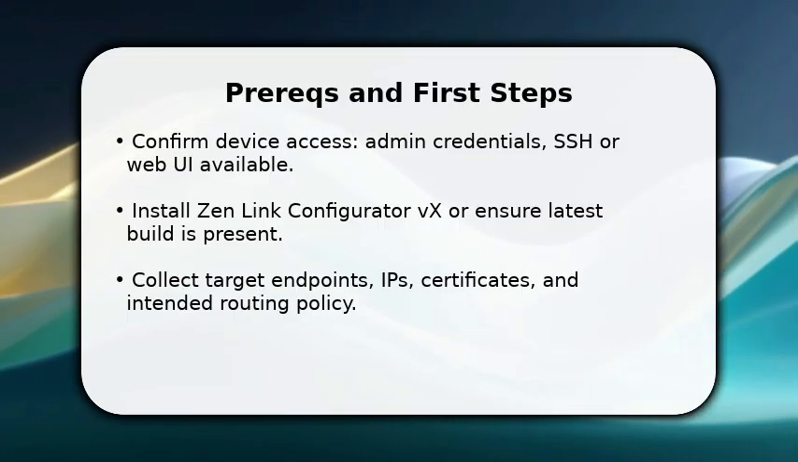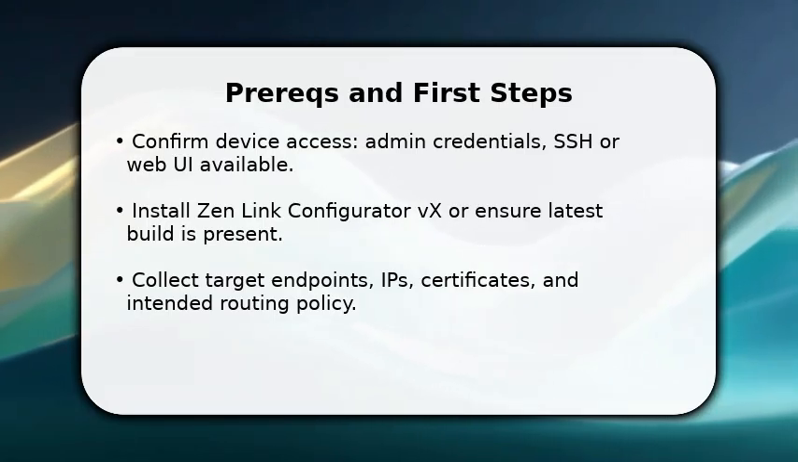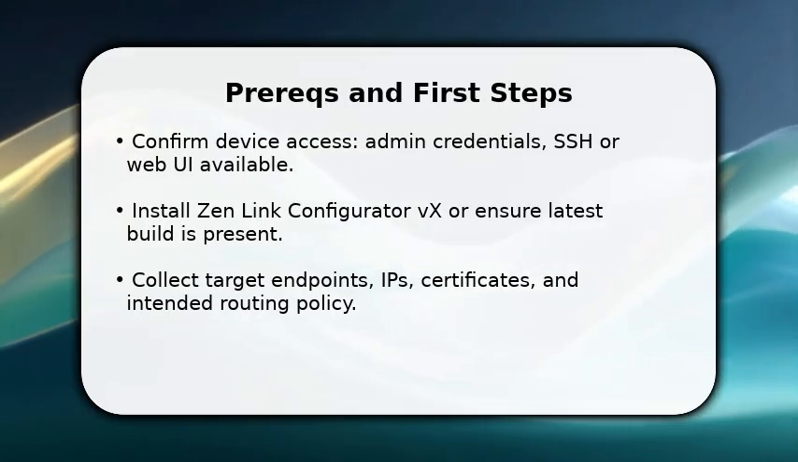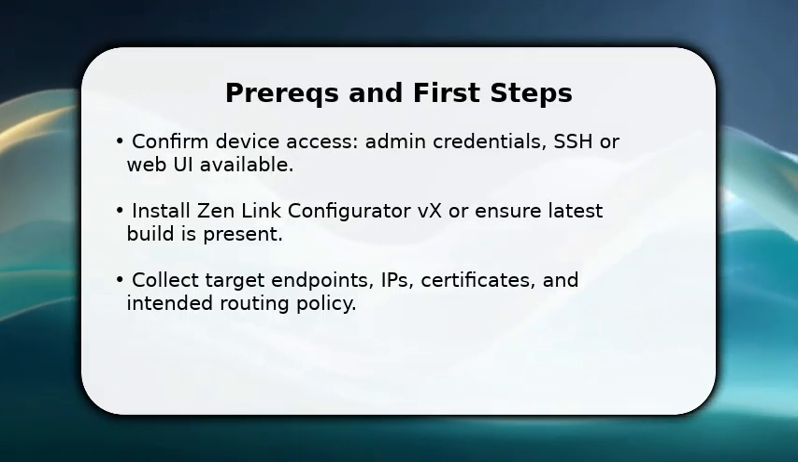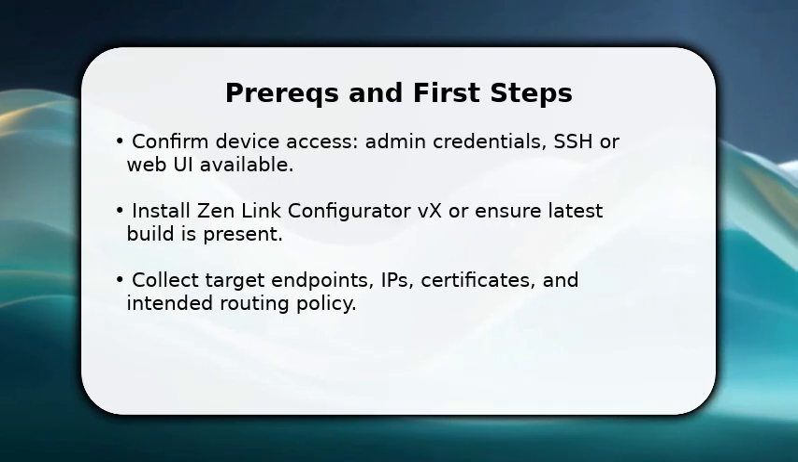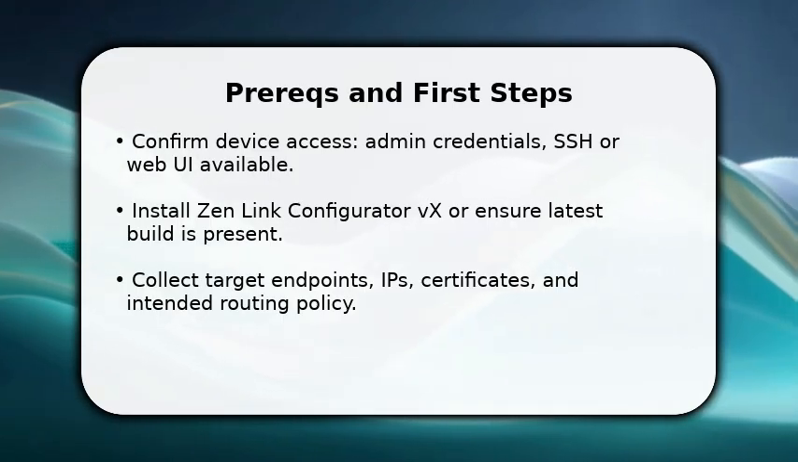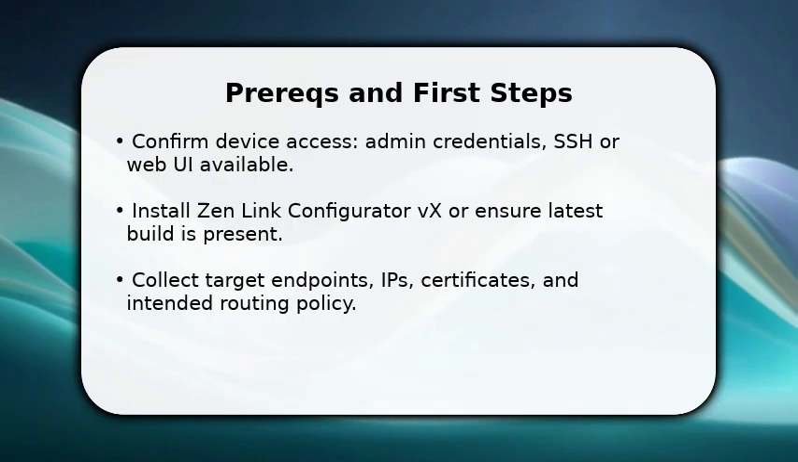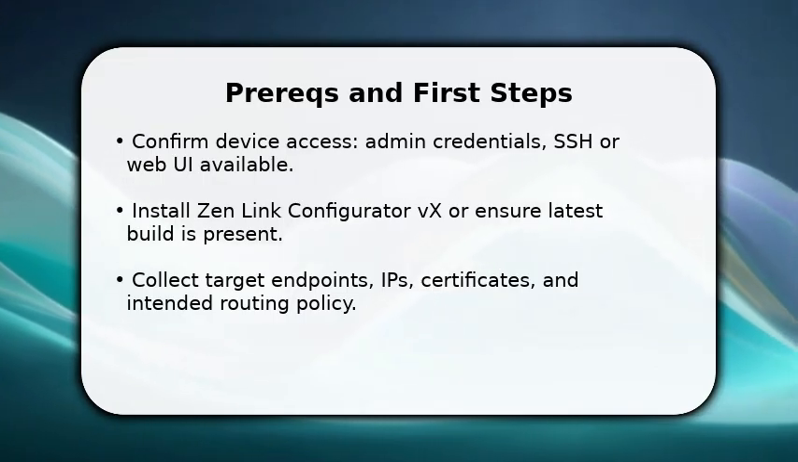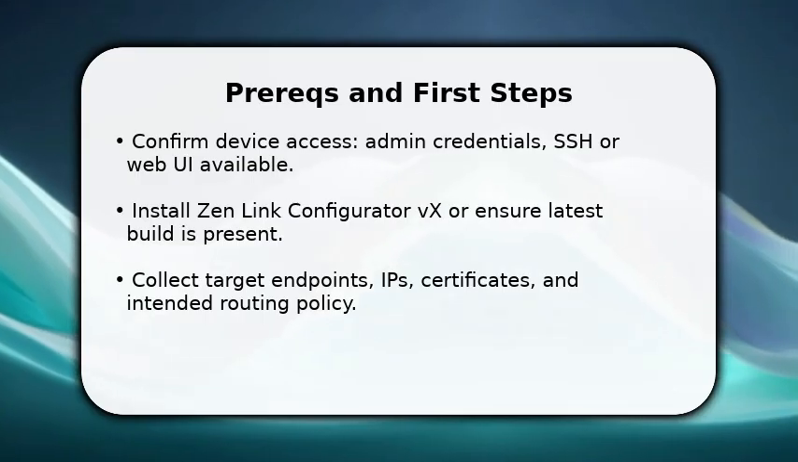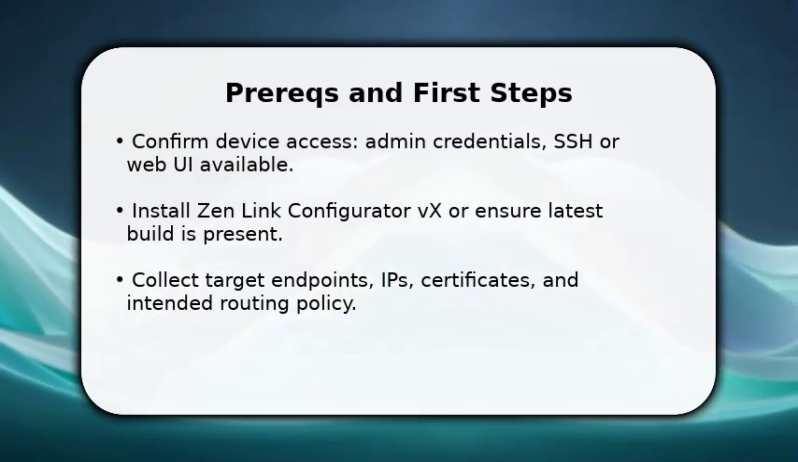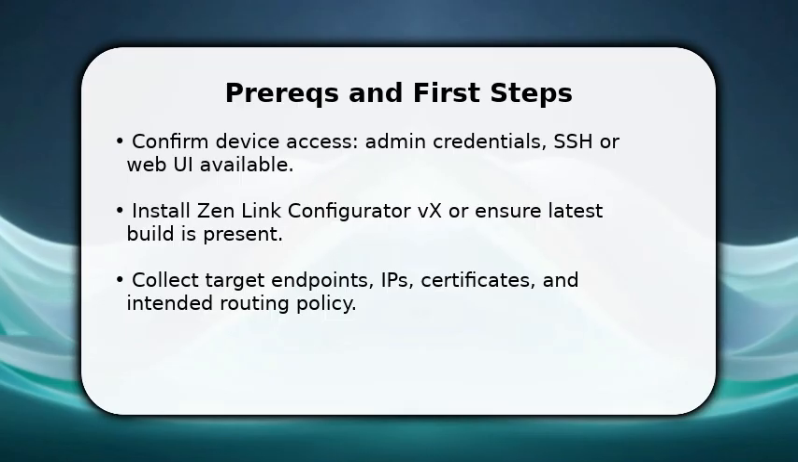You start by verifying you have admin access and the configurator installed. Log in to the device or web UI because you need live access to apply changes. Once done, import or point the tool at your certificate store and enter the target endpoints and IP ranges. Make sure to set a temporary backup snapshot before altering routes. This preserves the current state so you can revert quickly if needed.